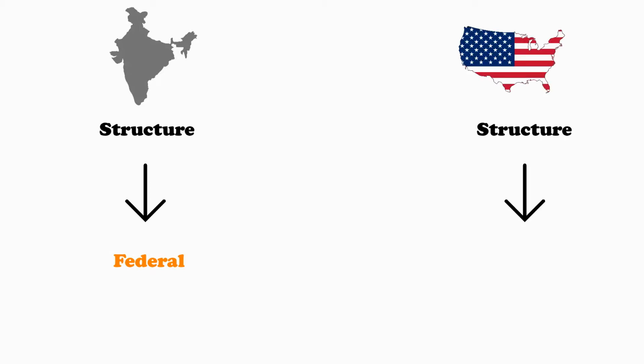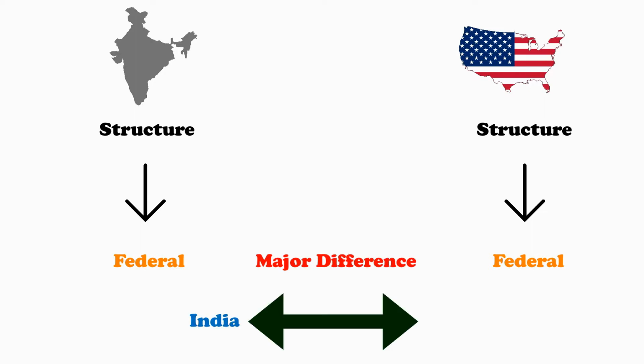Finally, the structure of the Indian government is mainly federal but with a strong unitary bias. In case of the USA the government is mainly federal in nature because the states are empowered with their own constitutions. This was the major difference between the Indian and USA parliamentary systems.